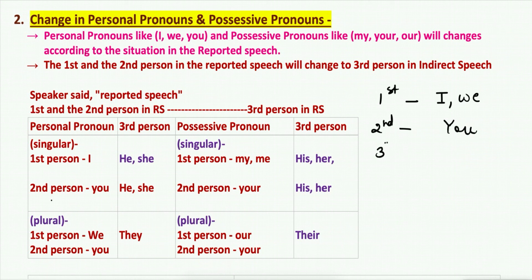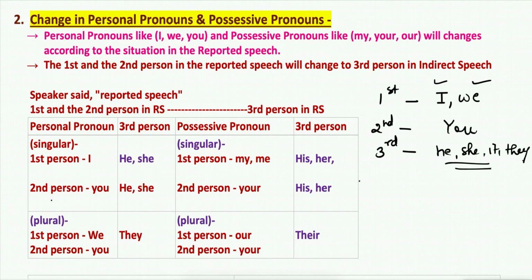Third person is he, she, it and they. For singular, I is the first person. For plural, we is the first person, and you can be both singular and plural. Third person is he, she, it, they.